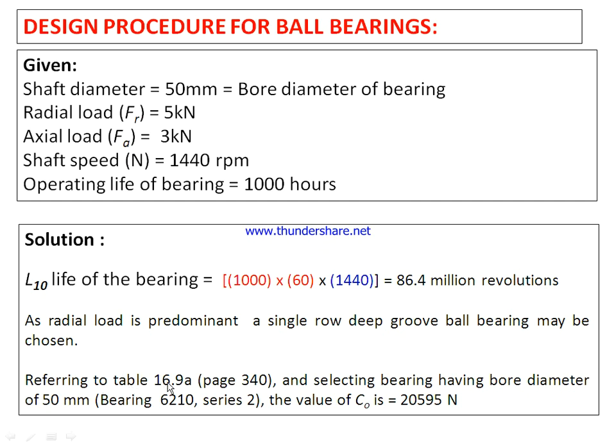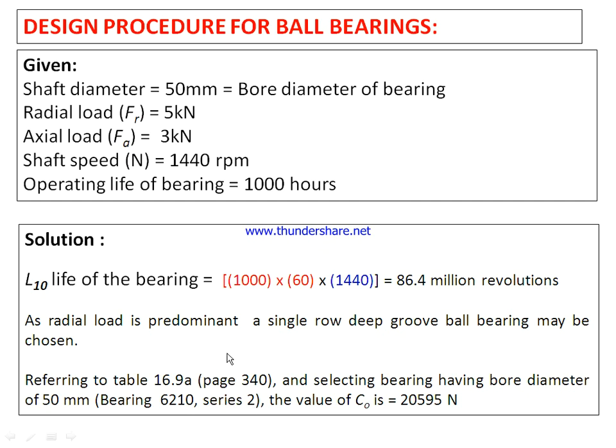Now referring to table 16.9a, page 340 of the design data handbook by Mahadevan and Pallavi Reddy, and choosing a bearing having bore diameter of 50 millimeter, means bearing number 6210. 6 means deep groove ball bearing, 2 series, the light series, 10. If you multiply 10 by 5, 50 millimeter, which is equivalent to bore diameter of the bearing.